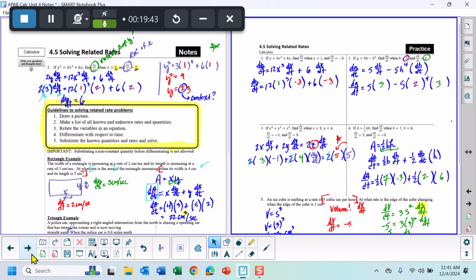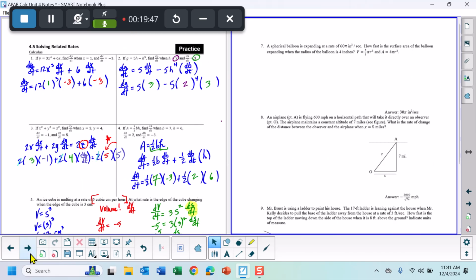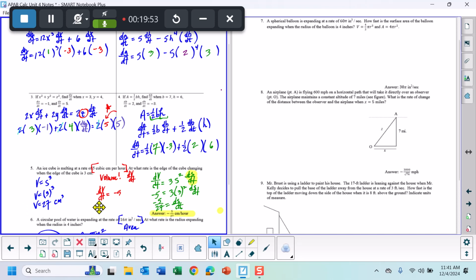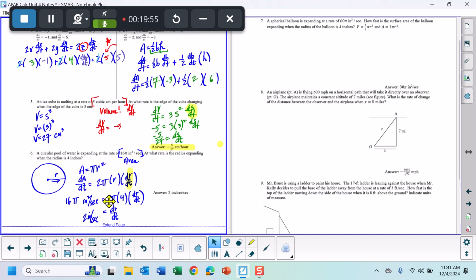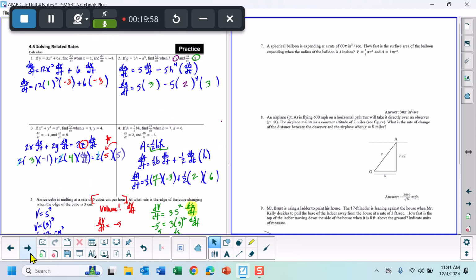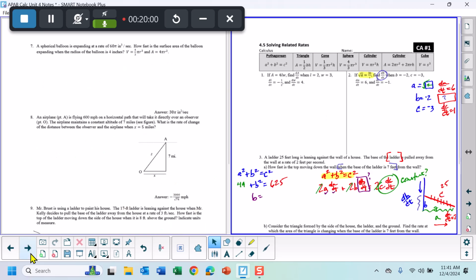Those related rate problems are going to be ones that you want to make sure that you practice. An ice cube melting, you want to make sure your rate is going to be negative. I wish I could find that airplane one. Oh, maybe here it is.